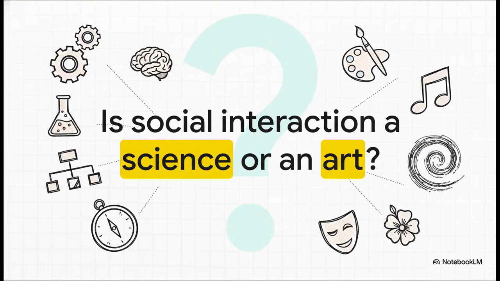And that really leaves us with a fascinating question to think about. This whole playbook presents social interaction as a kind of science, a system that can be learned with clear rules and variables. So what do you think? Is socializing a science that can be broken down and mastered like a game? Or is it purely an art form, something intuitive and spontaneous that could never be contained in a playbook?